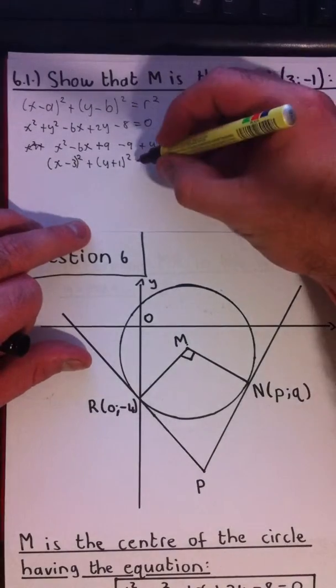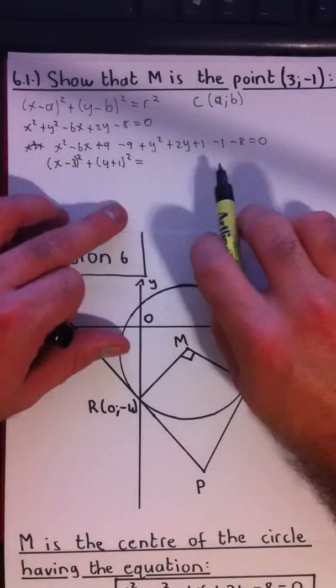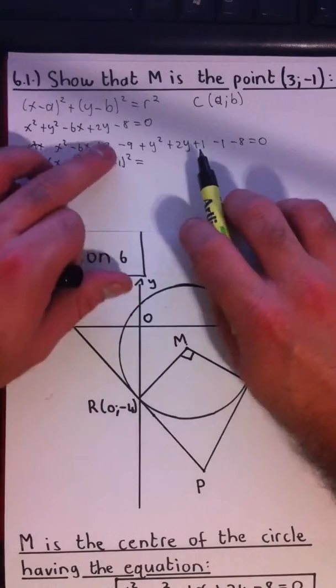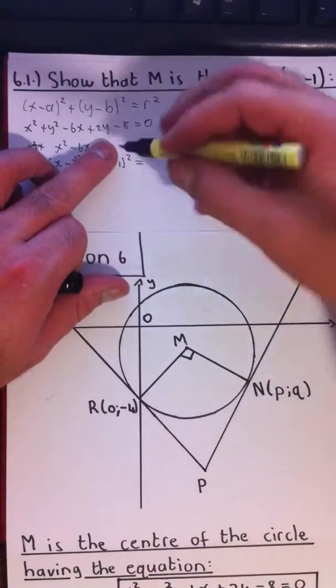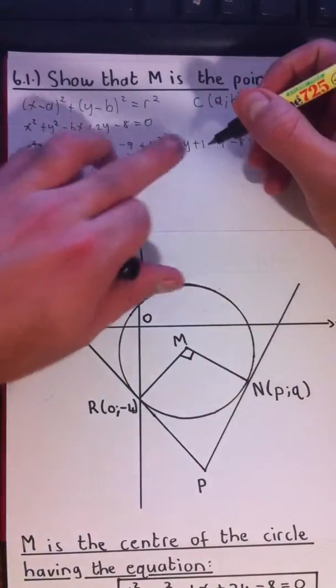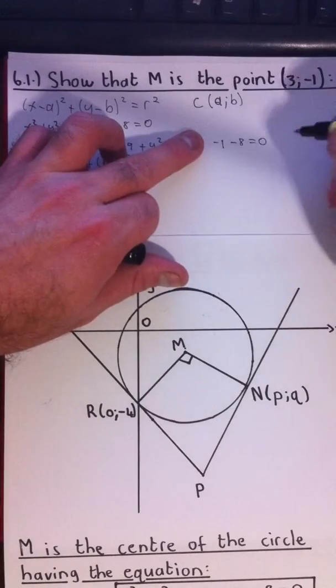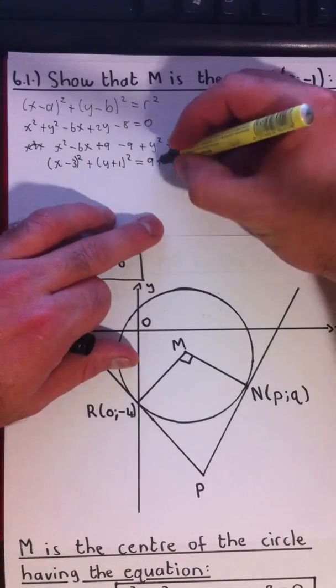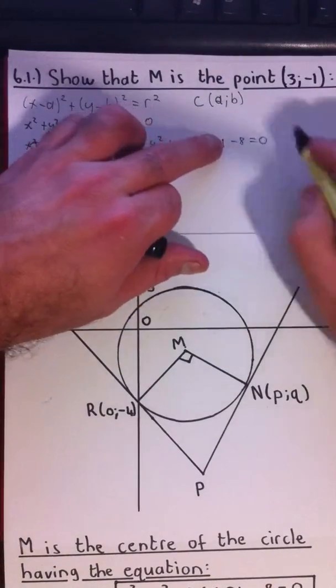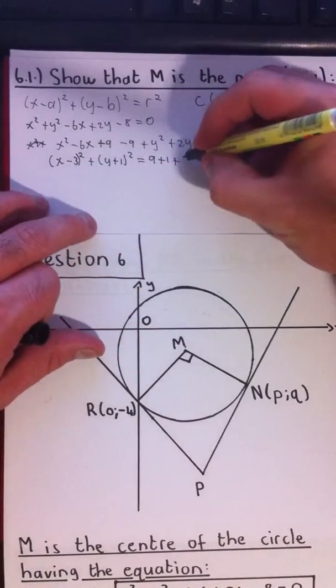And then we'll say equals, now we just take all the constant values that are left to the other side. We haven't used this negative 9 yet, so that can go to the other side, and it becomes 9. We haven't used the negative 1 yet, move it to the other side, and that becomes plus 1. There's negative 8, move it to the other side, and that becomes plus 8.